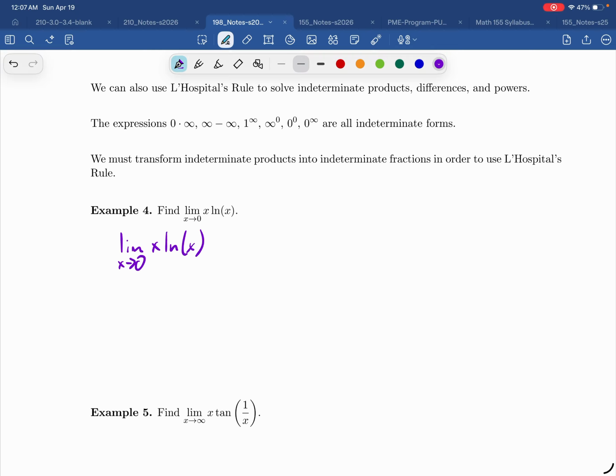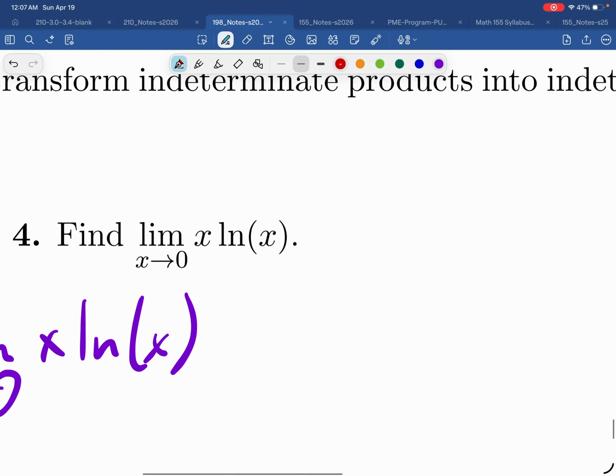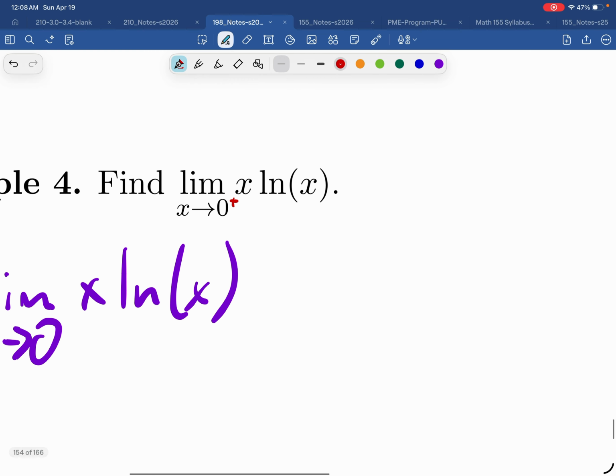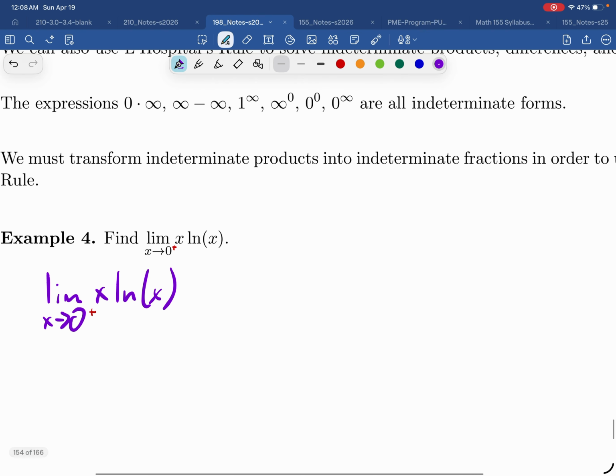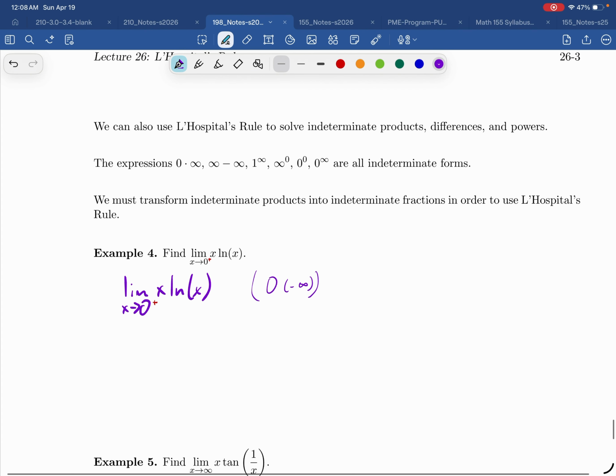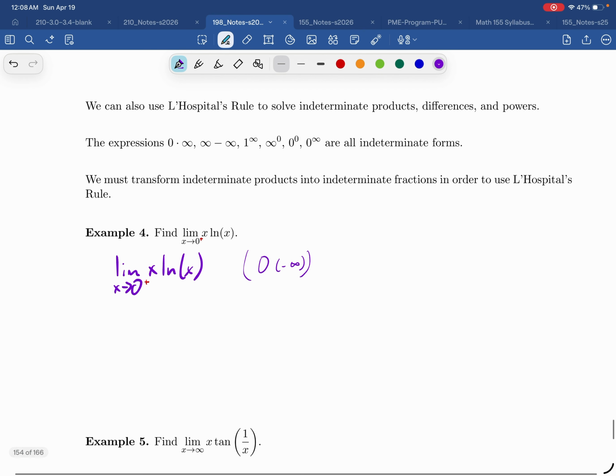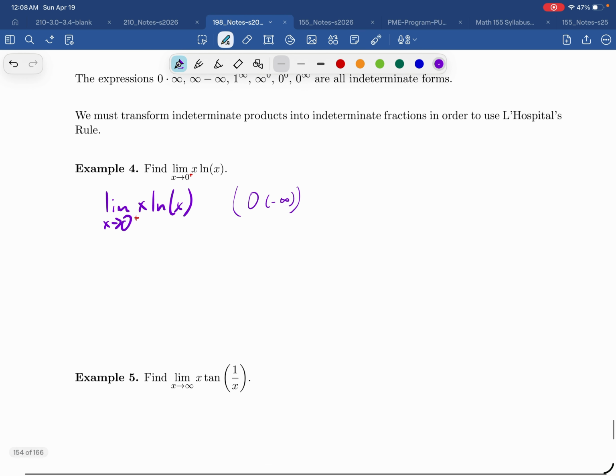Remember that as x approaches 0, this, by the way, should be from the right. I should be doing that right there. That should be a plus right there, because ln of x is not defined for 0 or negatives. But anyway, remember that as x approaches 0 from the right, ln of x approaches negative infinity. So our indeterminate form is actually 0 times negative infinity. It's kind of weird. So we can't use L'Hopital's rule, because that is not 0 over 0 or infinity over infinity.